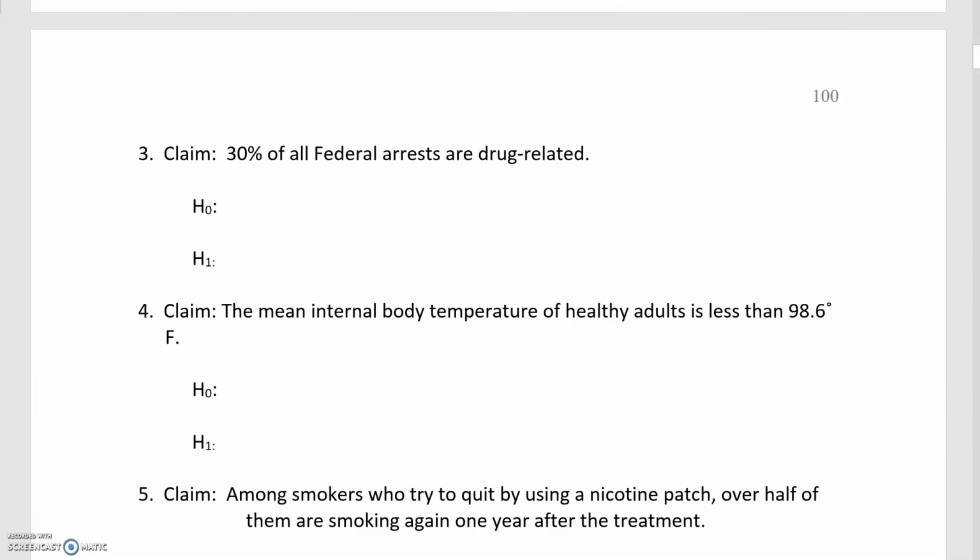Okay, so we'll look at a few more. The next one, the claim says that 30% of all federal arrests are drug related. So here it's just 30% are. Again, this is a proportion, so we'll use a P. And this is an equal to statement. So we'll say P is equal to 0.3, and that's our claim. And then for our alternate, we'll have P does not equal 0.3.